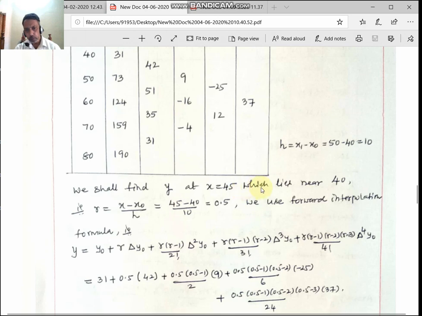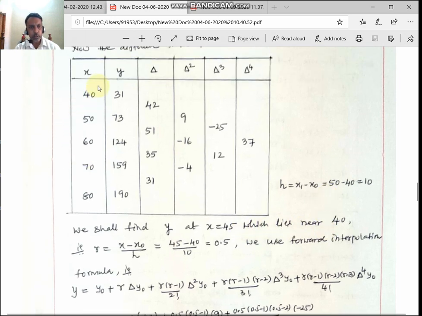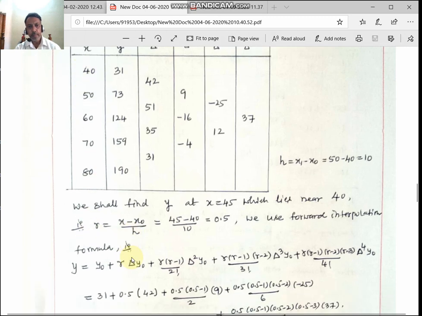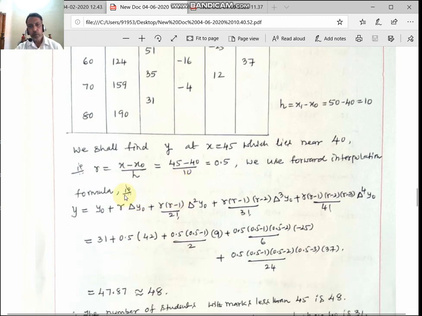This number 45 lies near 40, that is the starting point of the interval. So when it lies near the starting point of the interval, r will be evaluated from the formula (x minus x naught) by h, that is, r value is 0.5. We use the forward interpolation formula, that is y is equal to y naught plus r into del y naught plus r into (r minus 1) by 2 factorial del square y naught and so on up to del to the power 4 y naught.